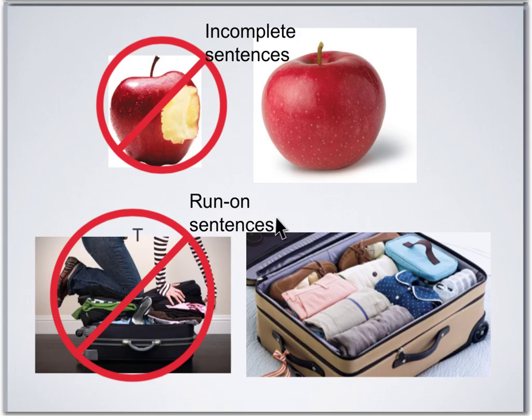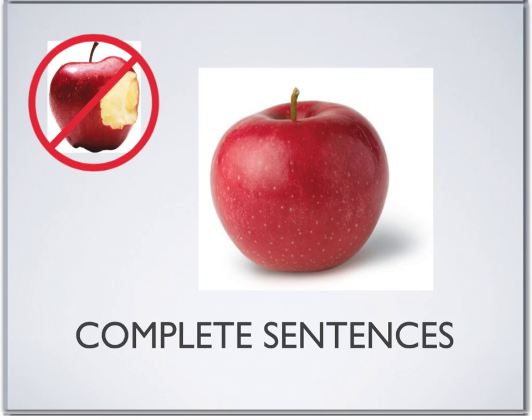A run-on sentence is a sentence with too many sentences stuck together in one sentence with a capital letter at the beginning and full stop at the end. First, let's look at making complete sentences. A complete sentence is a sentence with all of the parts it needs to be a sentence, and no parts are missing.